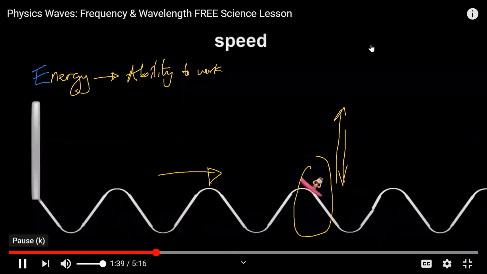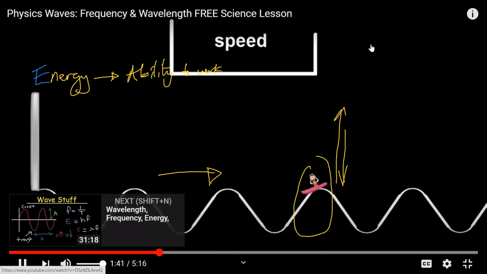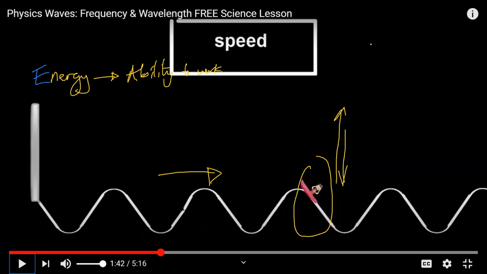The speed of a wave is how fast it's traveling from left. Okay. So after having defined what energy is, we're saying that energy is the ability to do work. We are looking at now waves, and we're saying that in a wave or wave motion in general, it involves simply the transfer of energy from one point to the other, but without transferring the medium itself. That is what we need to know about this.